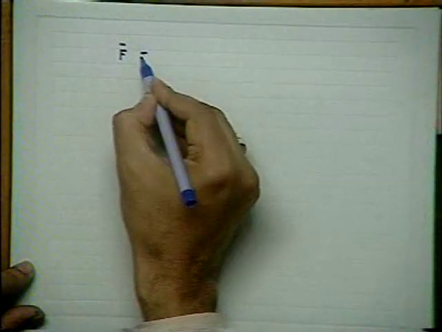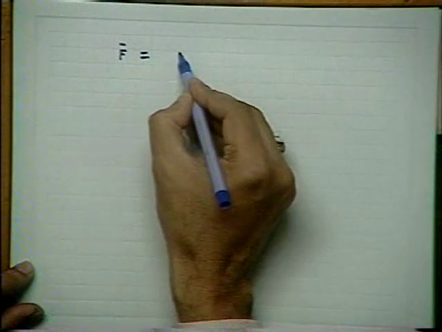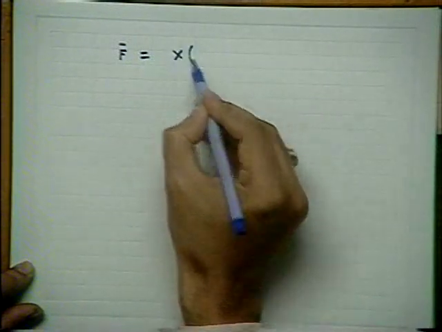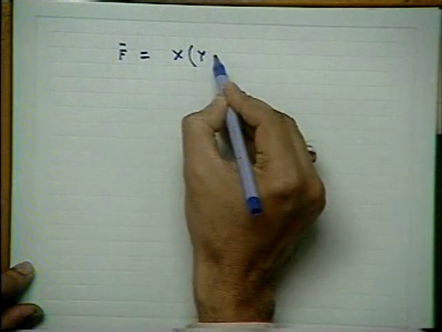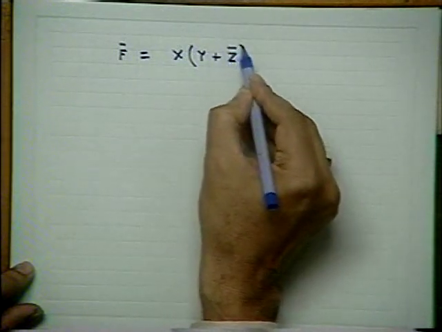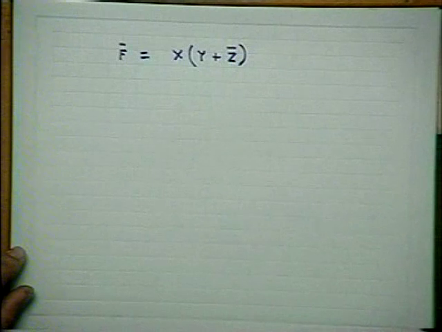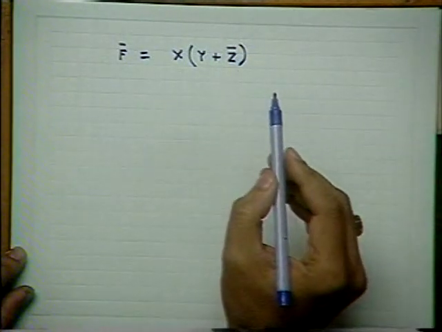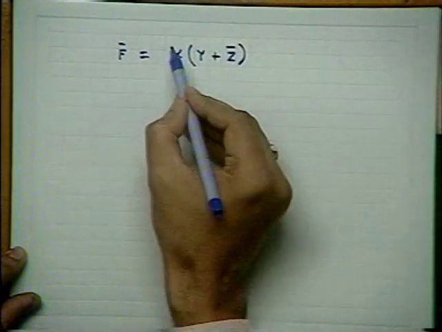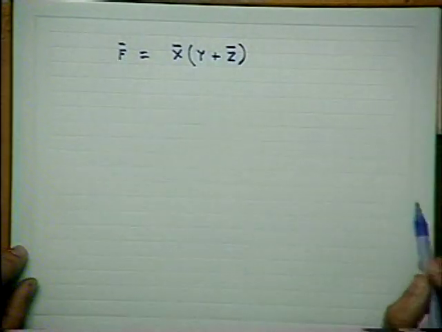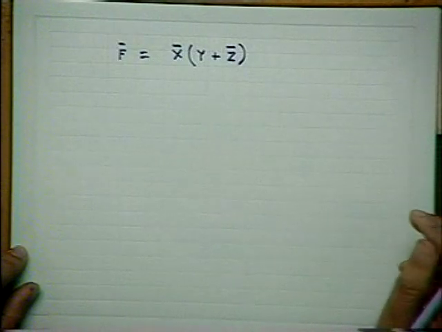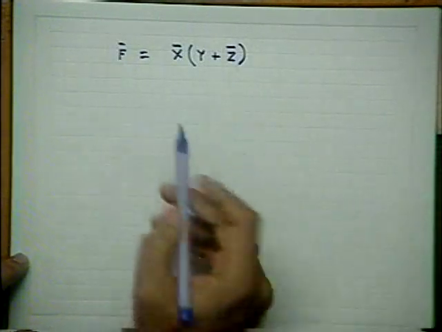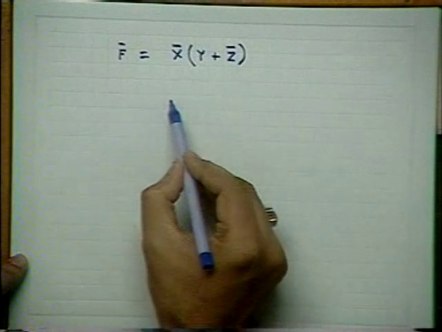So what is f bar? F complement is simply equal to x bar and y or z bar. Yes, definitely, x bar and y or z bar. Then you just configure it like this now.